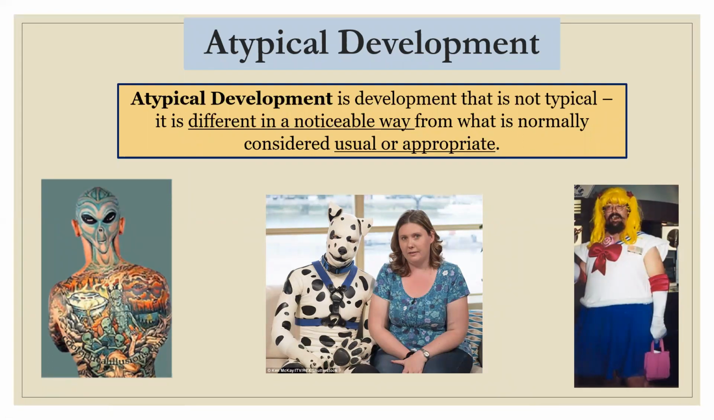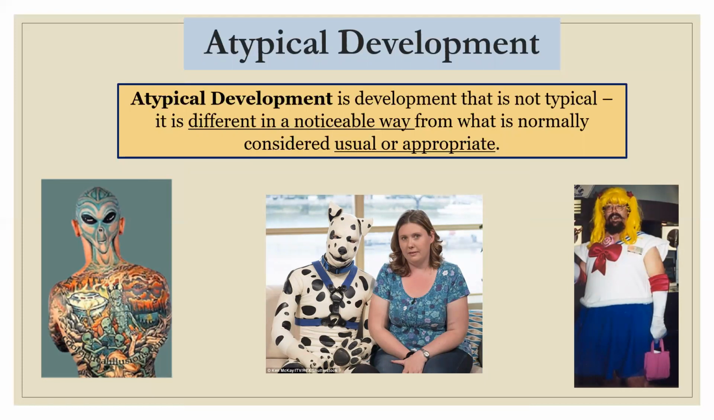So you see someone and you're like, that's not normal. It's very obvious, it's very noticeable to you that what they're doing, what they're saying, what they're feeling is not normal, okay? And it's not normal because it deviates or travels away from what is normally considered usual or appropriate for that particular environment or maybe that particular culture or place. Okay, so that's what atypical development is. Development that is not typical. It's different in a very noticeable way.